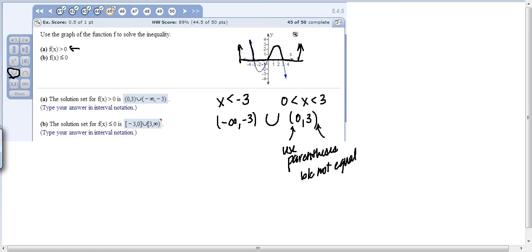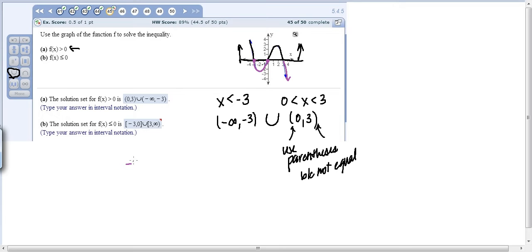Alright, now for part B, it wants to know when is f of x less than or equal to 0. So it's this little piece of the function here. That piece is below the x-axis, and then this piece over here. Now this time they say less than or equal to. Alright, so right there at 3 and right there at 0, it's equal to 0.